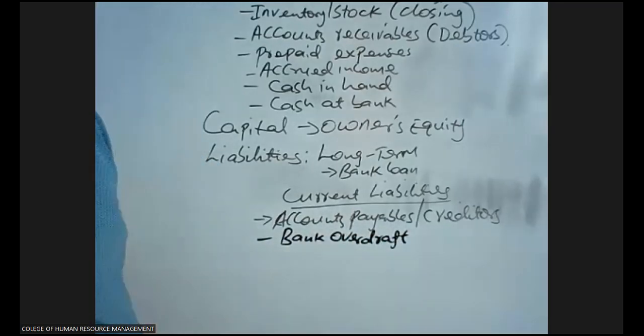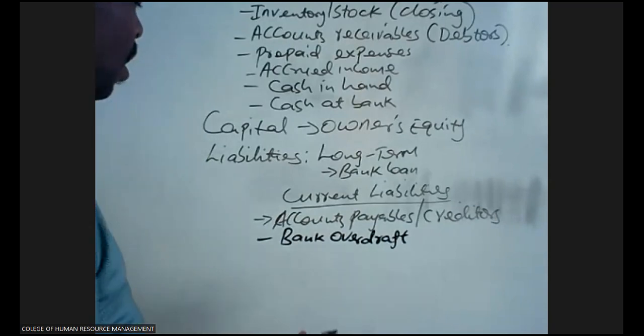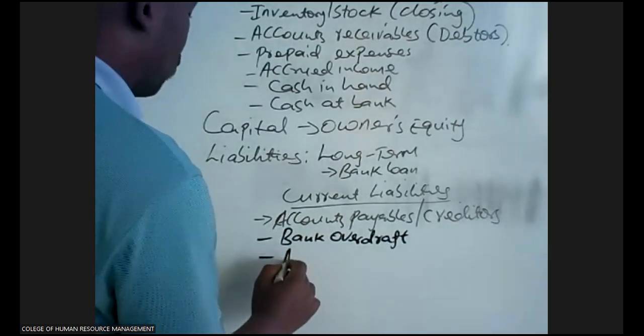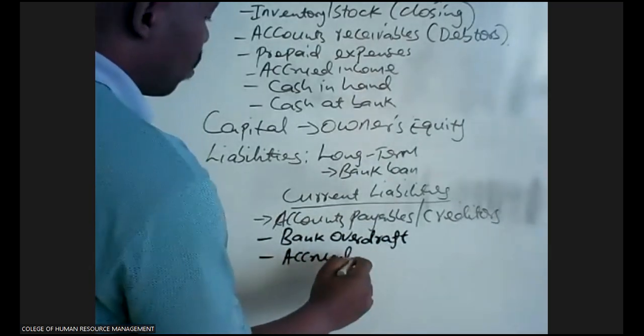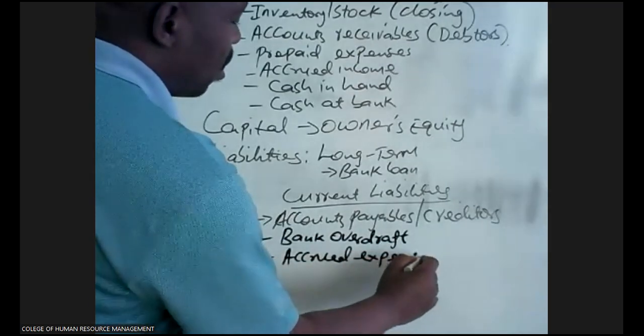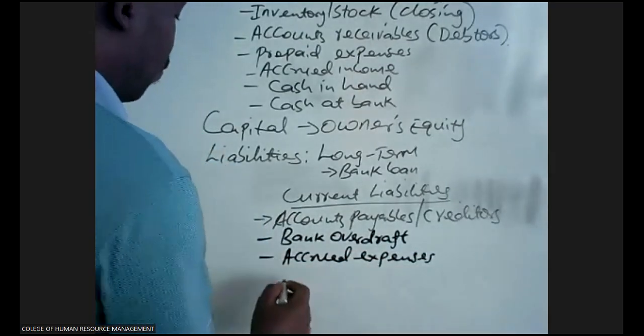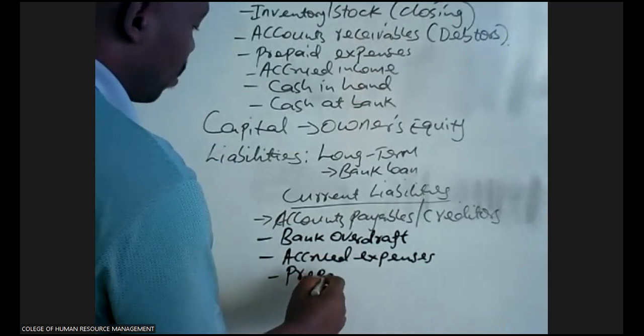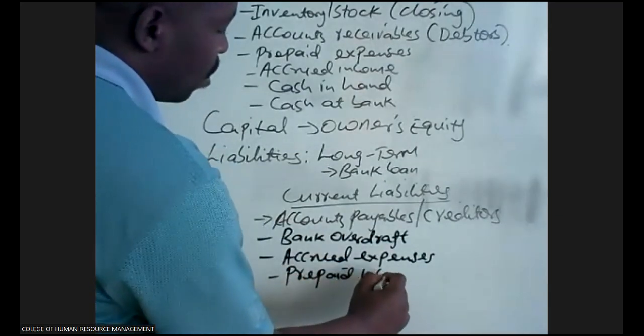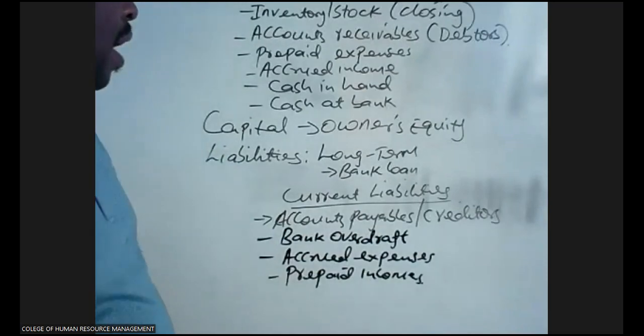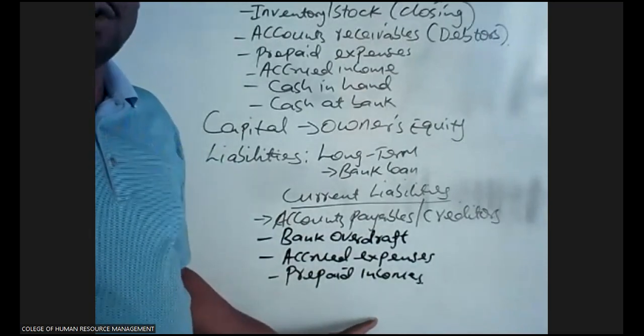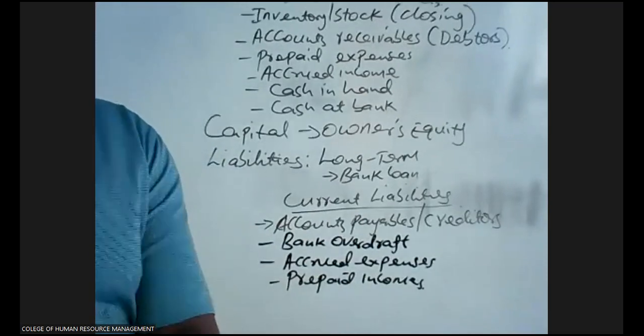If we have overdrawn our account, it is a liability. We also have what we call accrued expenses. And lastly, we have prepaid income. All those are liabilities. So what you need to understand is this.